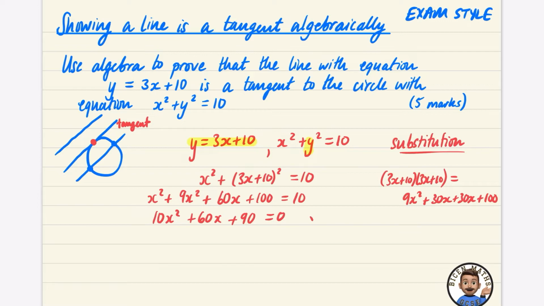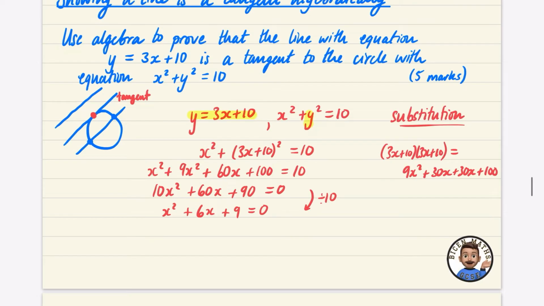Well, they're all multiples of 10 here, so I can divide everything by 10, which gives me x squared plus 6x plus 9 equals 0. And now I'm going to try and factorize this. Remember what we said, for there to be a tangent, we only want there to be one solution. So we're thinking of two numbers that multiply to 9 and add to 6. Well, of course, they are 3 and 3.